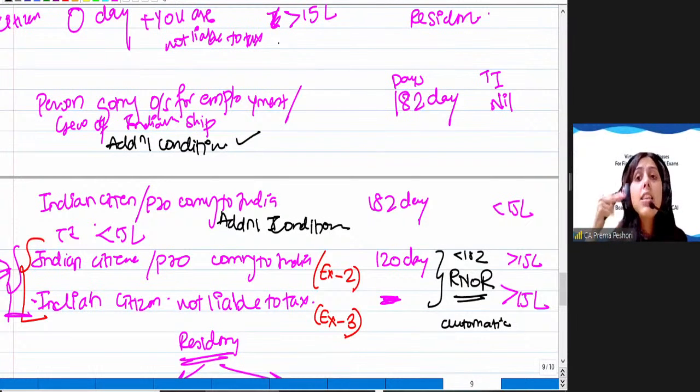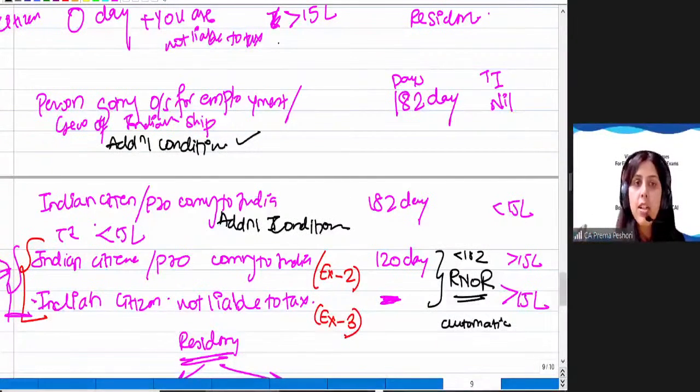Clear? Then the second category: if I am coming on a visit to India and my total income is less than 15 lakh, again I have 2 additional conditions for ROR. If I am in category 3, where I am coming from outside India on a visit for more than 120 days and my total income is more than 15 lakh, I will be RNOR if my presence in India is more than 120 but less than 182 days. I don't need to check the additional conditions for category 3. For category 4, I will always be RNOR.